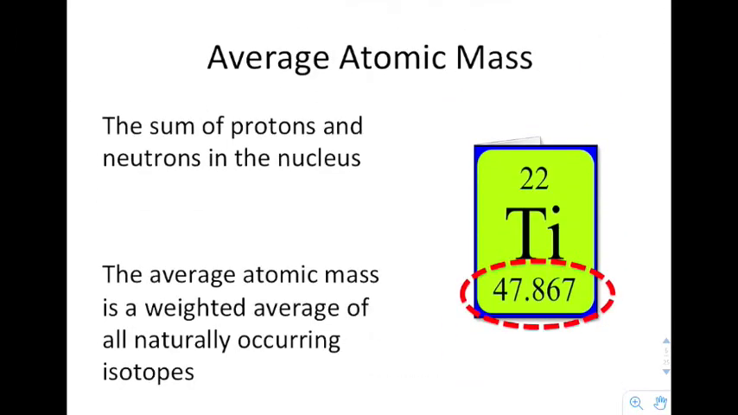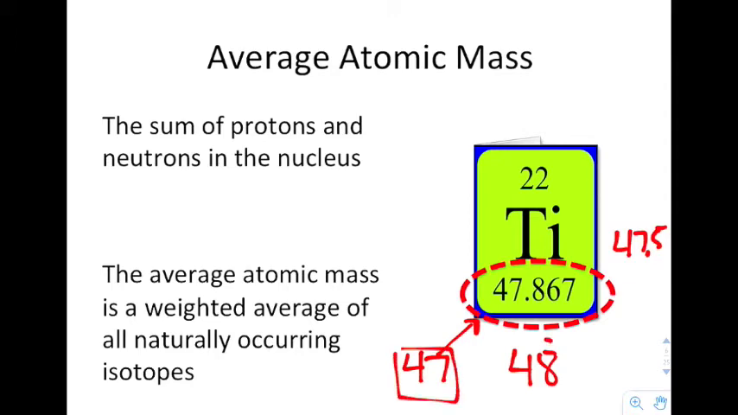Now, the average atomic mass is this bottom number on the periodic table, and what it represents is the sum of the protons and neutrons in the nucleus. Now, the average atomic mass is just that, it's an average. So instead of it being a nice even number, it tends to be things like 47.867. What that means is that it's an average of all the naturally occurring isotopes. For titanium, that can mean that there's a titanium 48 and a titanium 47. And you may be thinking, well, if there's a 47 and a 48, shouldn't the average mass be 47.5? And the answer is no, because there's not an equal split between the isotopes.